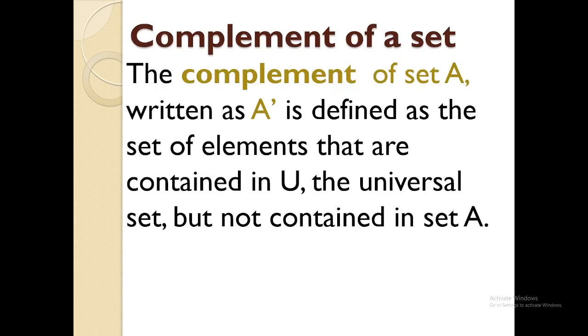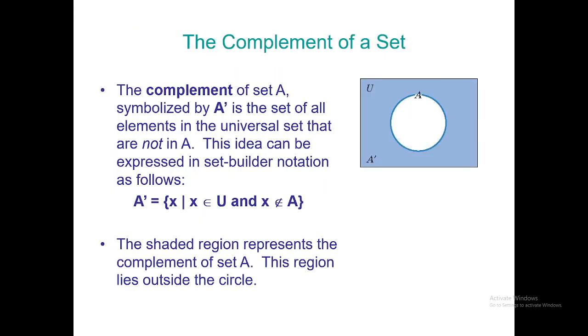Yes, sir. Let's go to the complement. The complement of a set A, written this way, is defined as the set of elements that are in the universal set but not in set A. So meaning, we just remove set A from the universal set, and that is the complement of A. Okay? Now let's have an example. By the way, this is the Venn diagram. As you can see, this is the universal set. This shaded part is the answer for A complement, because it should not be found in A.